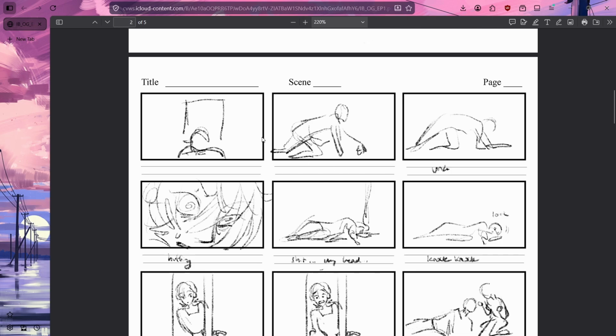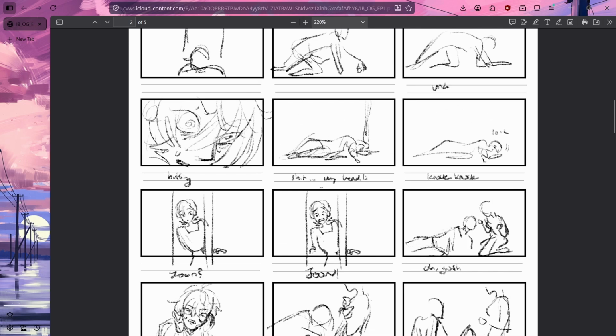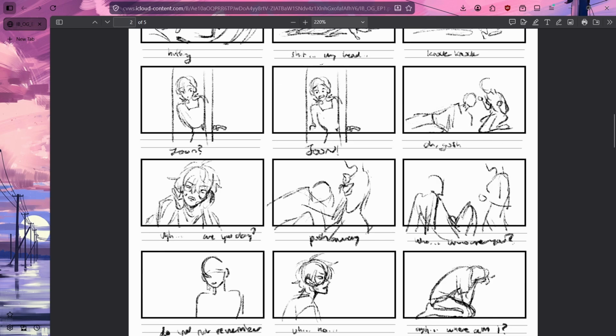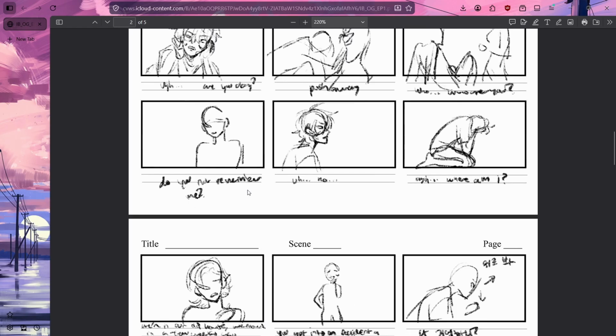This is good for animation, but you don't want to keep drawing the same character over and over again like this. You can see in these ones, all medium shots, medium close-up. It just doesn't look very interesting.